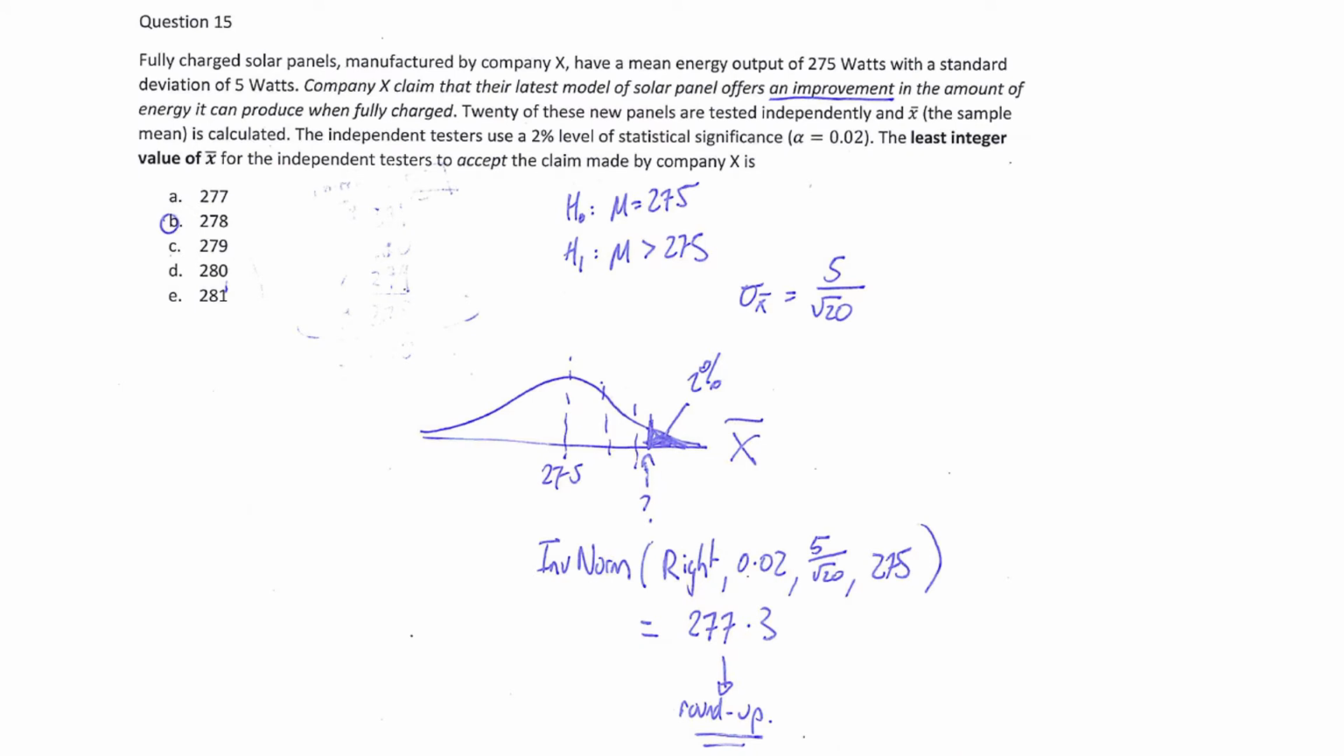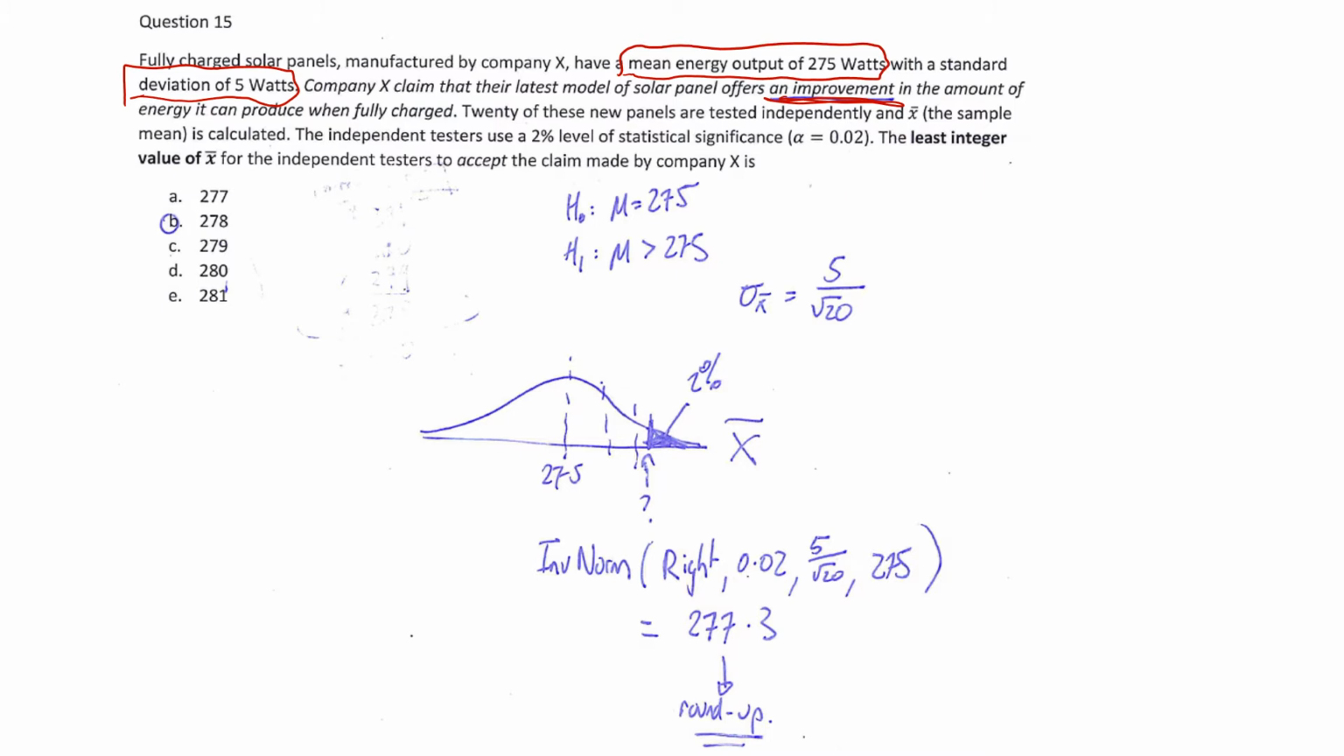Okay, welcome to the final multiple choice question in the paper. So we've got fully charged solar panels being manufactured by company X, and we're told that they have a mean energy output of 275 watts with a standard deviation of 5 watts. Now company X are making a claim. Their claim is that their latest model of solar panel offers an improvement in the amount of energy it can produce. An improvement. All right.